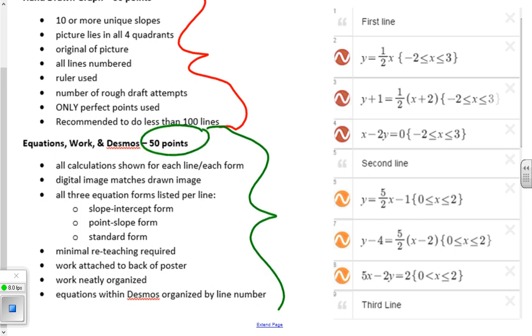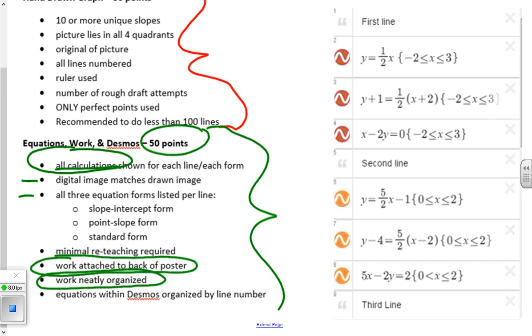So the first bullet point says, all calculations shown for each line for each form, which we'll talk about the forms in a second. And then obviously your digital image has to match. You have to have all three equation forms, et cetera, work attached to the back of the poster, work neatly organized, right? These are the three things: the calculations shown, the work attached, and work neatly organized. That's what we're going to talk about right now.